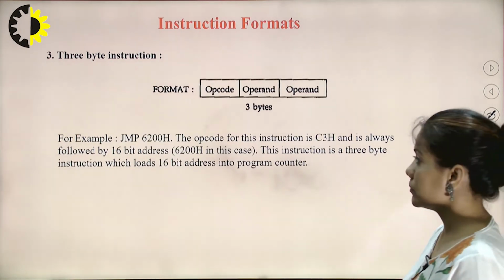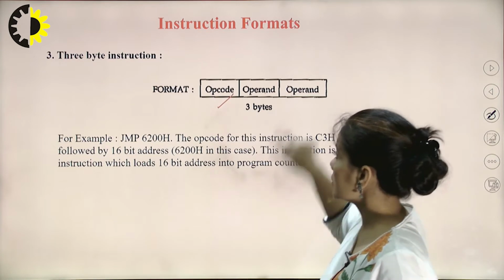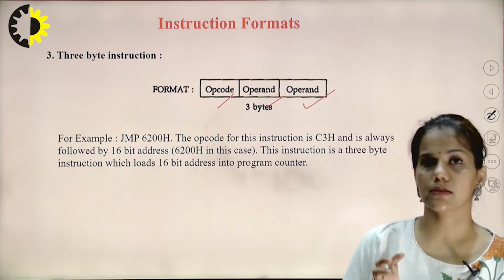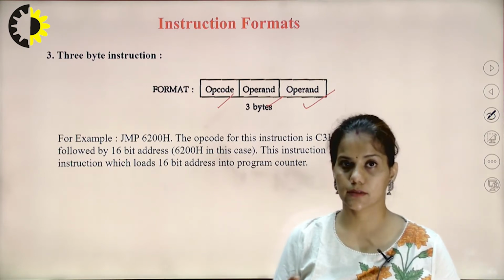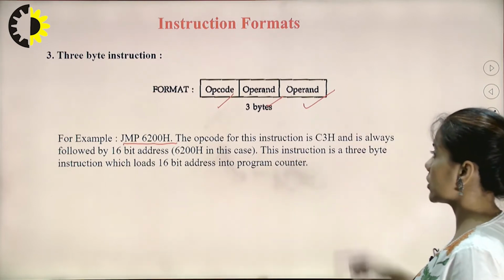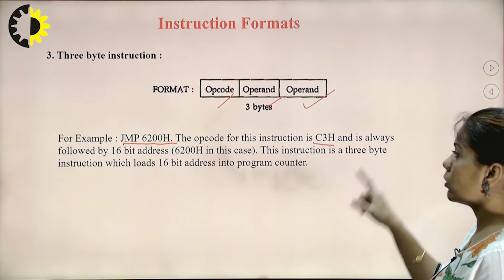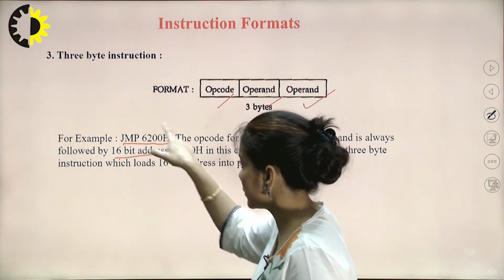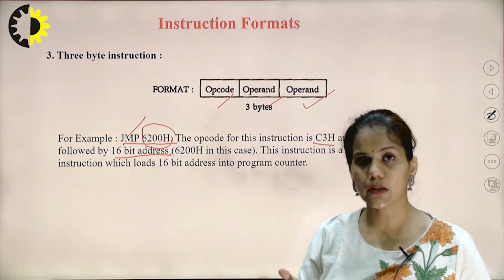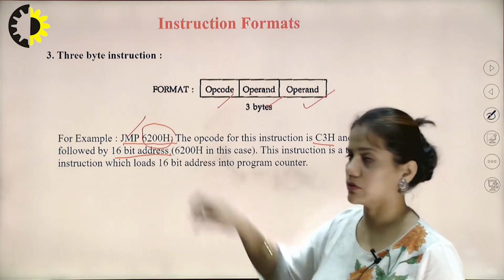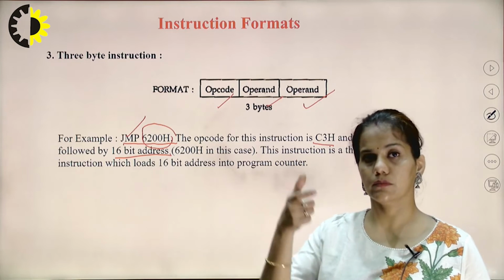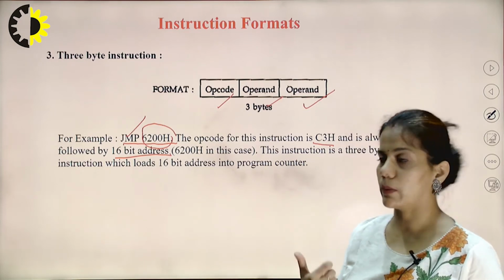3 byte instruction. In this, the first is the opcode, second byte is the operand and third byte is also the operand. So second and third byte may be the 16-bit data or the 16-bit address. For example, JMP 6200H, the opcode for this instruction is 63H and is always followed by a 16-bit address. And what is this instruction doing? This is transferring the program control to this memory location. JMP 6200 will transfer the program flow to 6200 memory location.